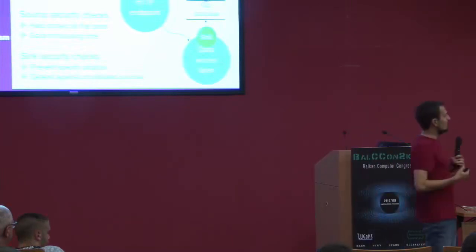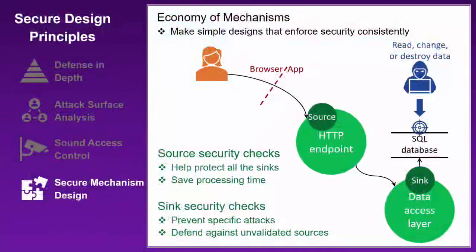So let's go back to the design principle. Make simple designs that enforce security consistently. What we should definitely avoid is to have some custom validation somewhere in between. Rather, focus always on the source and the sink so that people can know this is where we expect to see security controls. And we do really need the source and the sink so that we can have this consistency, so that we can validate all the data and not just have some part of it be validated.